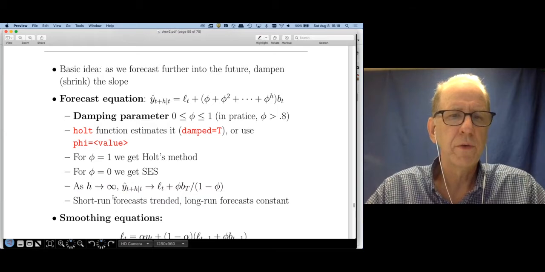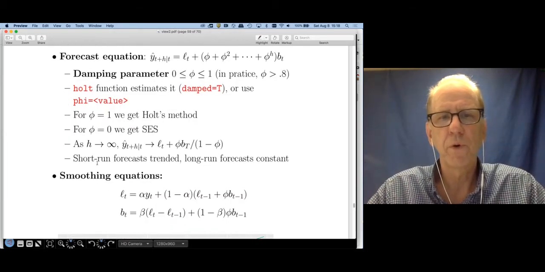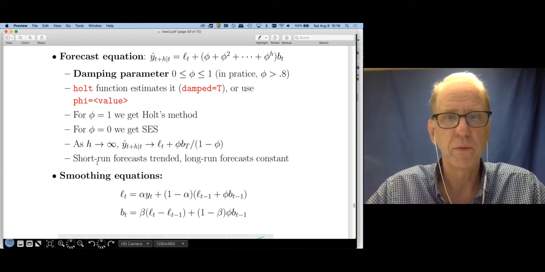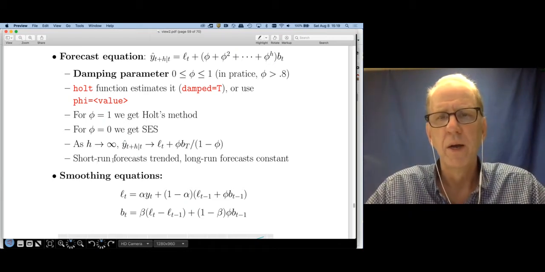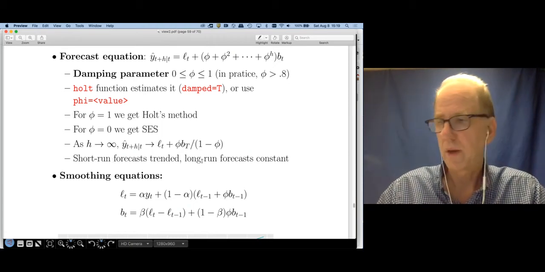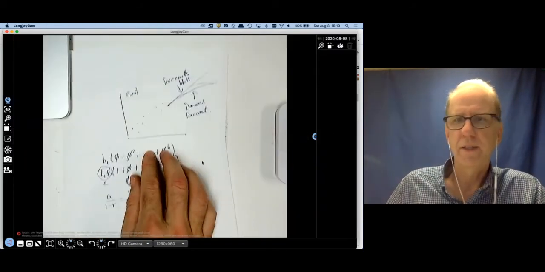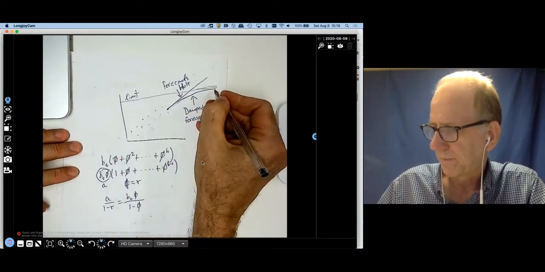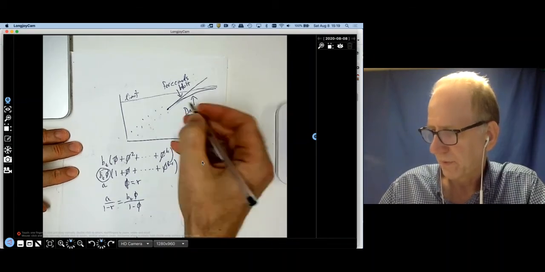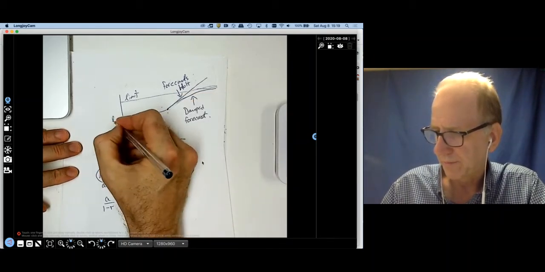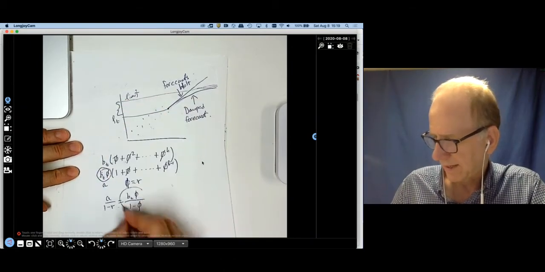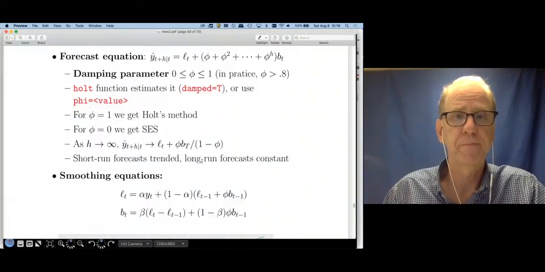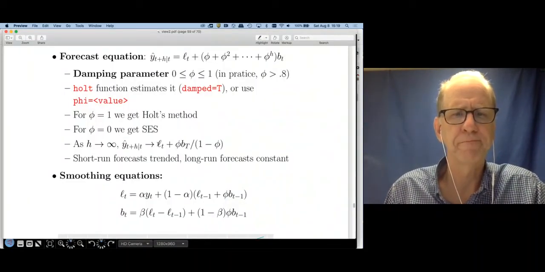So if you want this in English, short-run forecasts follow a trend, this increasing or decreasing trend, whichever way b_t is going to take you. But the long-run forecasts approach some constant, as they did in my picture here. So you can think about this is your l_t, and then this is that constant right there. That's how much this thing goes up by, which is exactly what's written here.